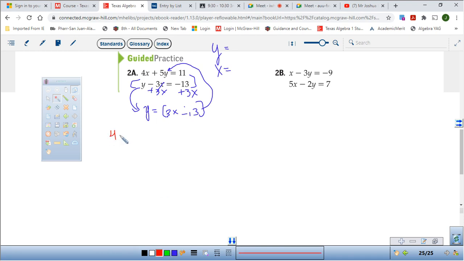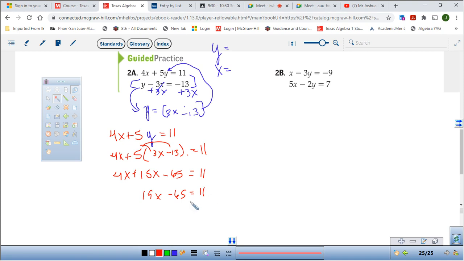So the first one I'm going to have is what? 4x plus 5y is equal to 11. I'm going to do this part right here, guys. I'm going to have 4x plus 5 times my y, which is 3x minus 13, equals 11. Distribute here, distribute here. So that becomes 15x, and 5 times 13 gives me minus 65, plus 4x, is equal to 11. This part right here, 19x minus 65 is equal to 11. We're going to add 65. Add 65. Cancel out here. 19x is equal to 76.